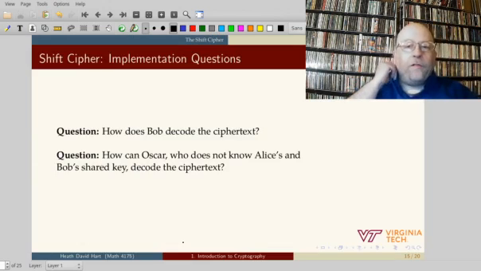How does Oscar, who can see this encoded message, decode the ciphertext?